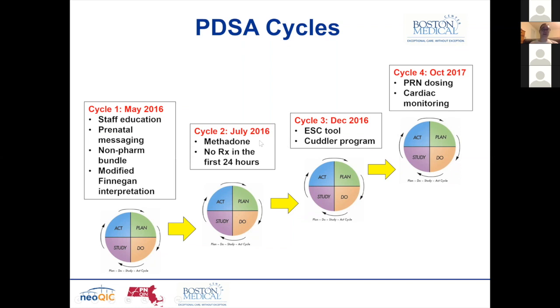We have had better luck with methadone at our institution. I'm really emphasizing that we were not going to treat them in the first 24 hours, and that whole point about the co-exposures, because I think before we were really treating a lot of nicotine withdrawal in our nursery, and so really doing a lot of education about that. And then 6 months later, we adapted the ESC tool. We started our Cuddler program. And then a year after that, we did the PRN dosing and these changes that I mentioned in our cardiac monitoring. So it was really a stepwise process, and having everyone at the table every step of the way and reviewing all of the cases on a month-to-month basis.